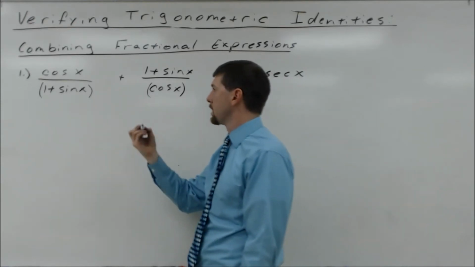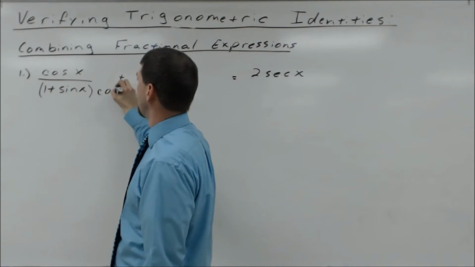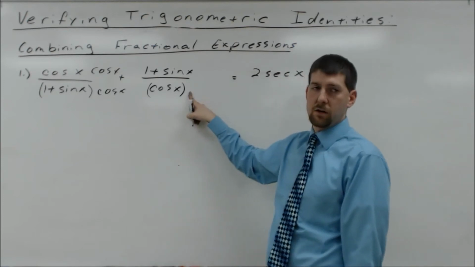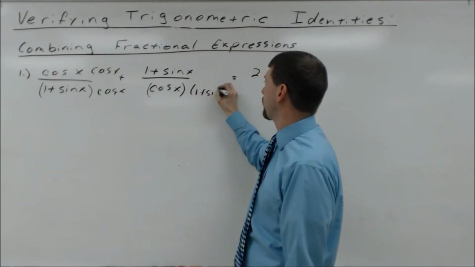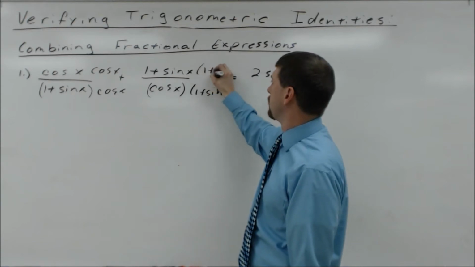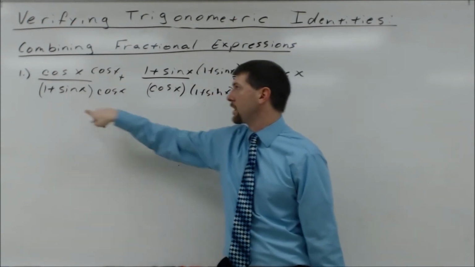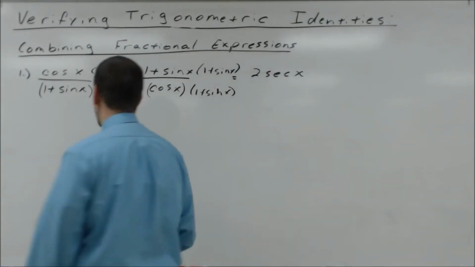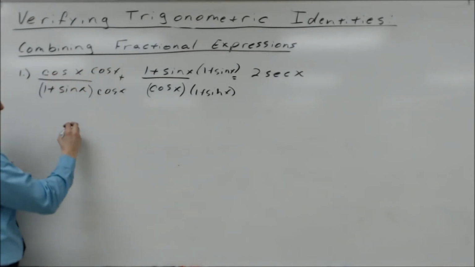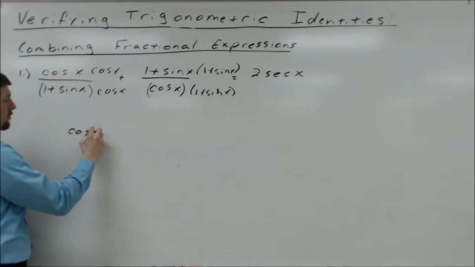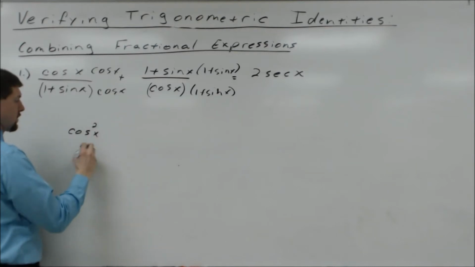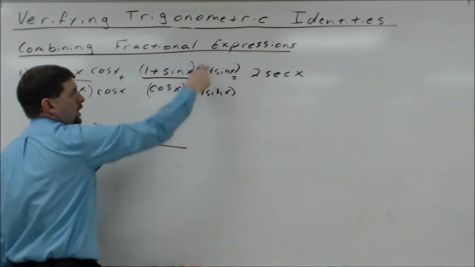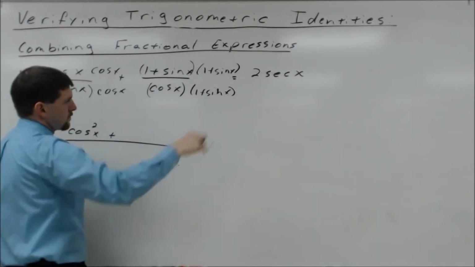1 plus sine of x needs a cosine of x for top and bottom. Now I have 1 plus sine and cosine. This cosine of x needs a 1 plus sine of x for top and bottom. Now we have identical denominators. Identical denominators now means we get to combine those numerators together. So I get to take my cosine x, which would be cosine squared of x, plus whatever I get from this. Remember, it's entire numerator times that new factor. So we distribute and combine like terms.